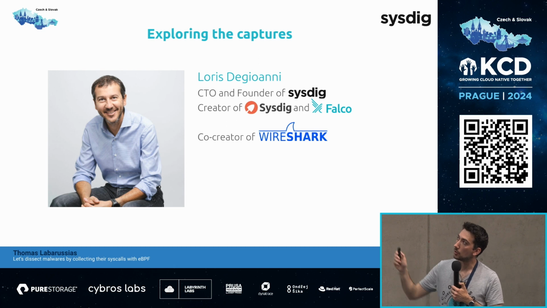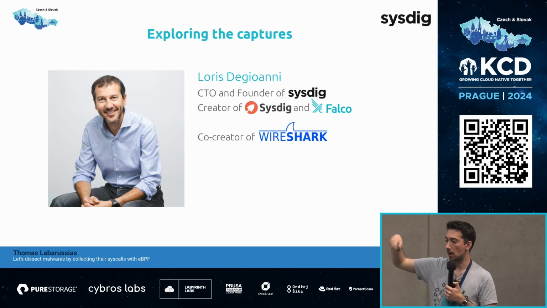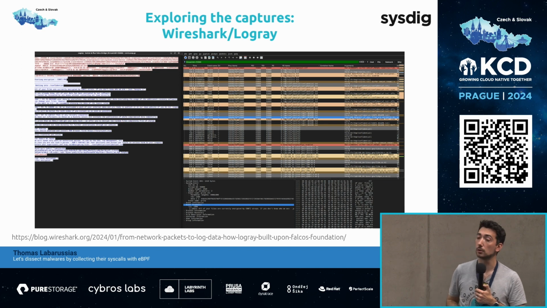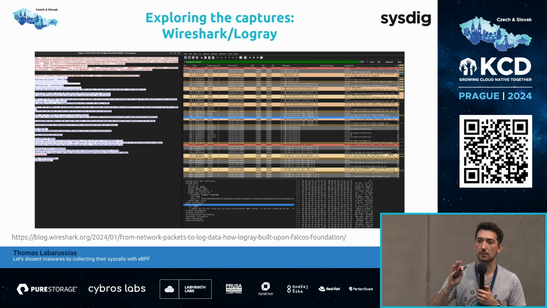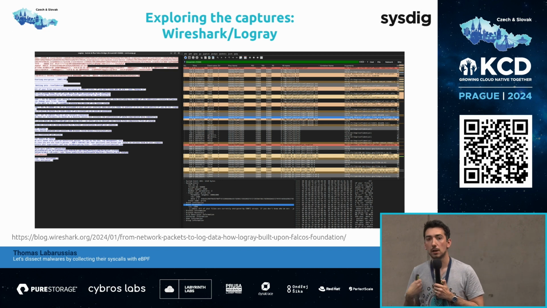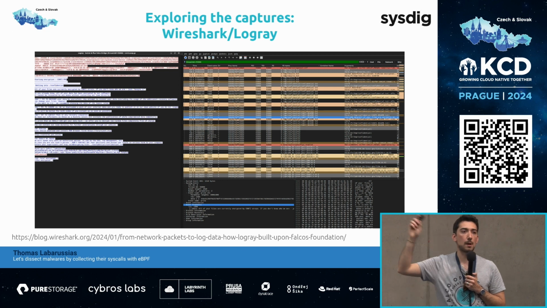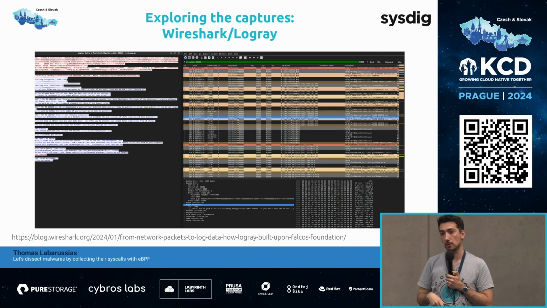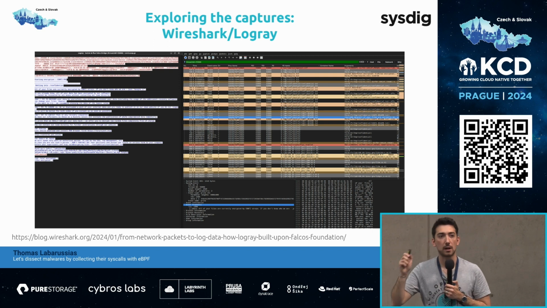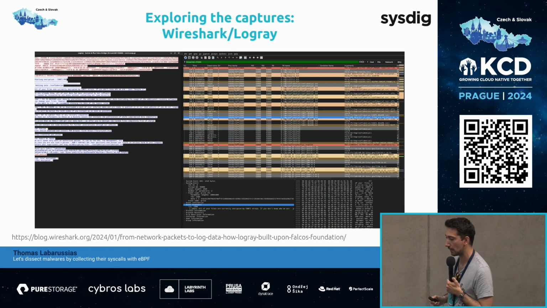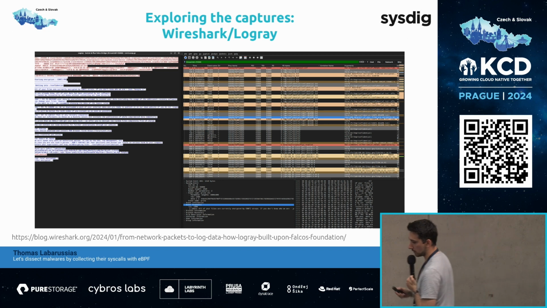And the developers of Wireshark are currently developing a fork of Wireshark called Logray. I don't know if the name is temporary or not, but let's call it Logray. This is a new version of Wireshark able to read sysdig captures, able to read syscall packet captures. And this is the first time someone will do a demo of that tool, so it might crash because it's still an alpha.